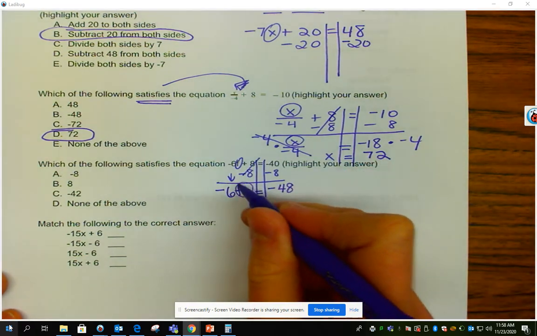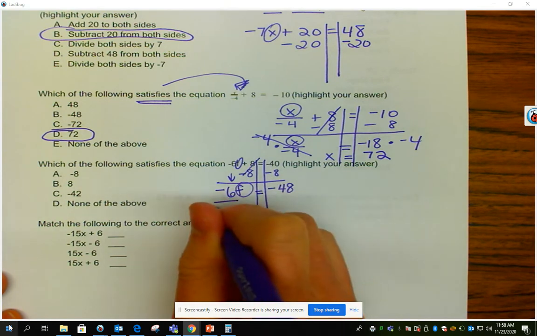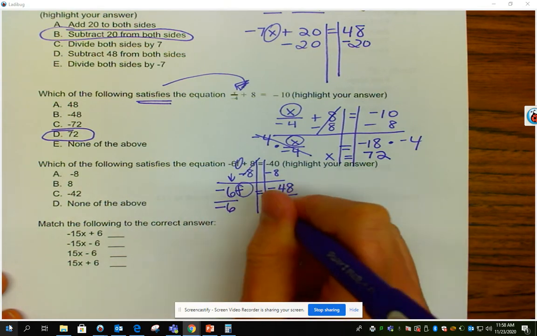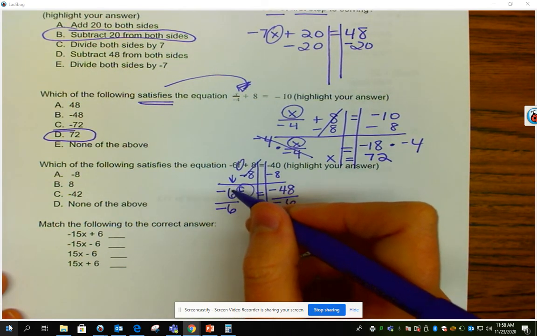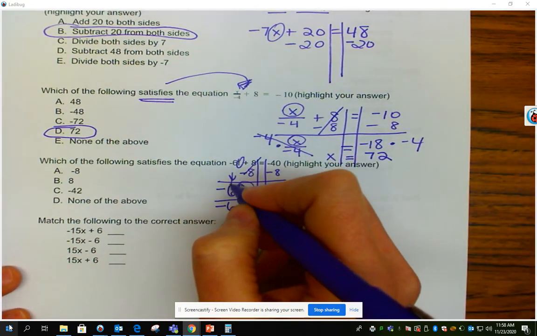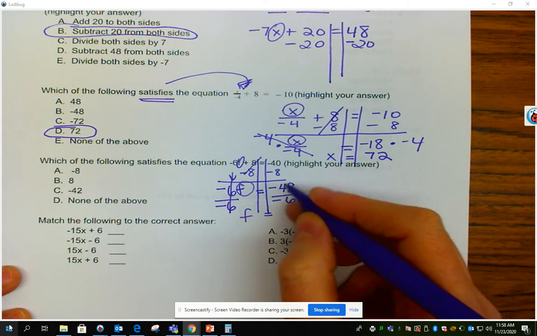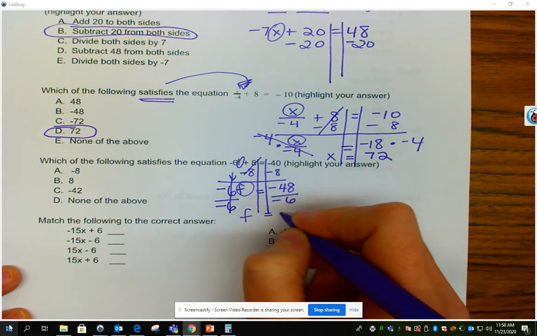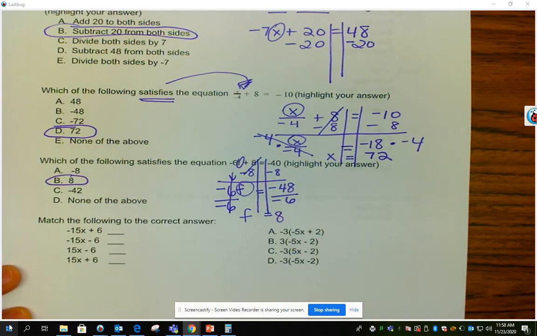Again, I'm looking on the side with the variable. Negative 6 is being multiplied by f, so I want to do the opposite and divide by negative 6. Don't forget these signs. When you've got a negative and you're multiplying or dividing, you need to do the inverse with that negative sign. So f would equal positive, because we're dividing with same signs, 8. So B there.